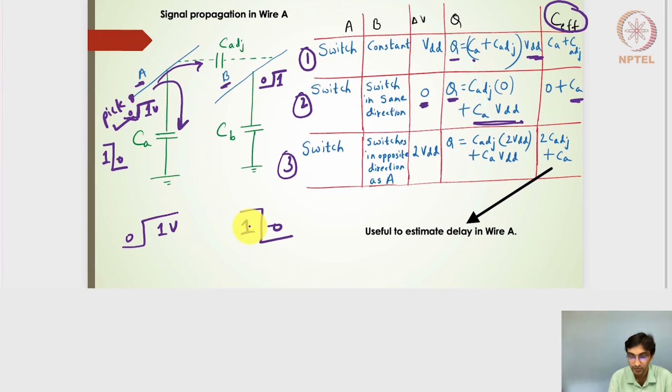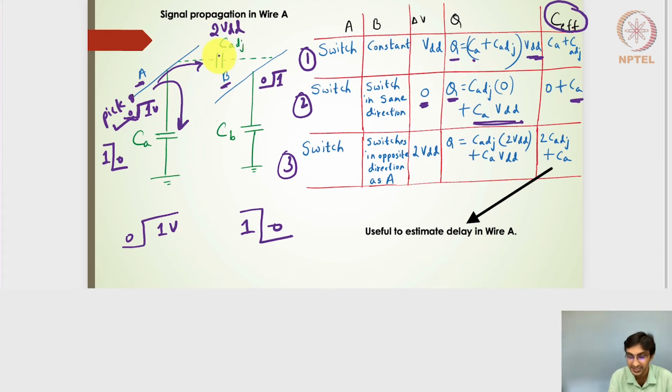Right? So if B switches from 1 to 0 volts, the overall charge that needs to be delivered to the C adjacent by this particular driver circuit will be nothing but 2 VDD, because the potential difference here has changed by 2 VDD.